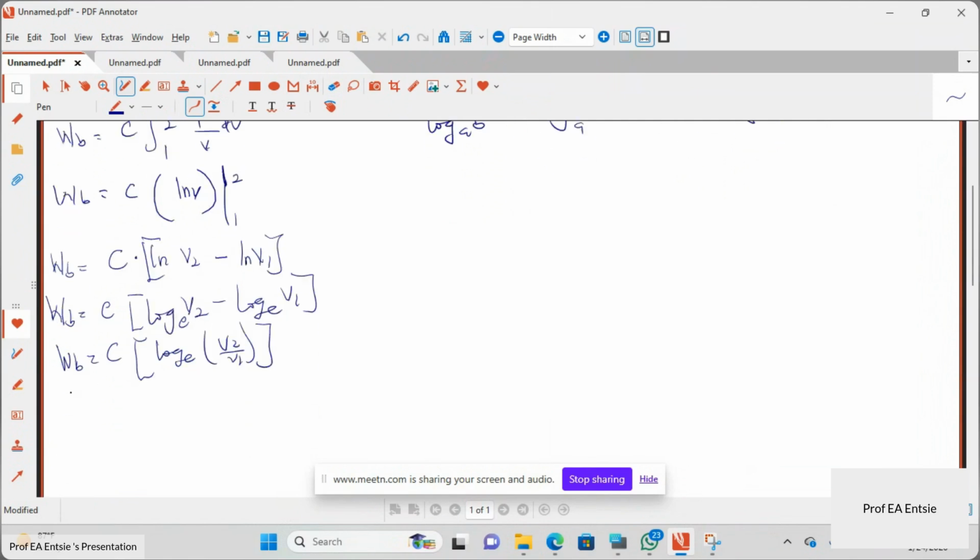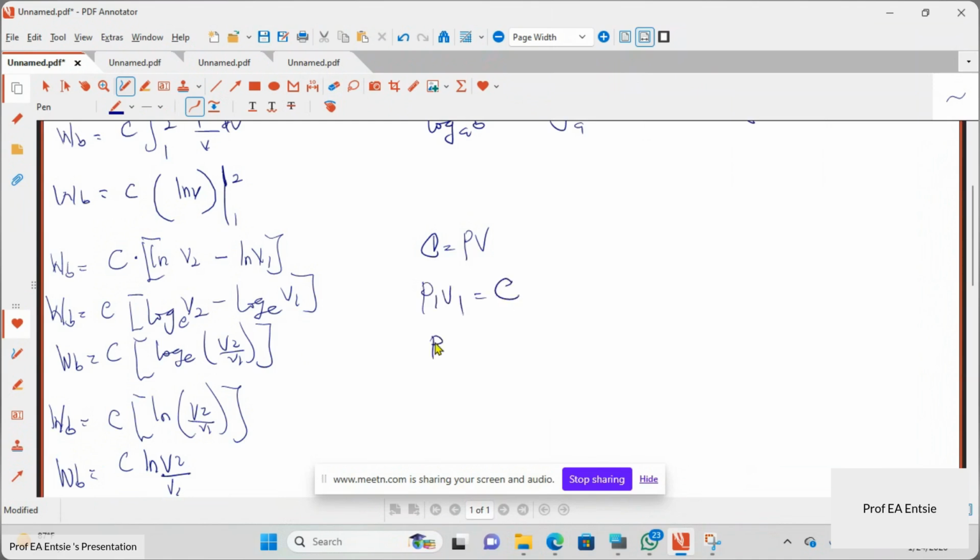But some of you are scared of the log to the base e, so I will change it back to ln. Log to the base e is ln. So at the end of the day, the boundary work done on an isothermal compression of an ideal gas is C ln V2 over V1. But what is C? C is P times V. So if we are given, P1 V1 is C, and if we are given, P2 V2 is C. It depends on what they will give you in the question.